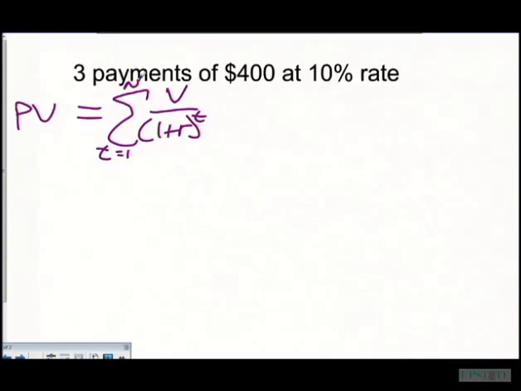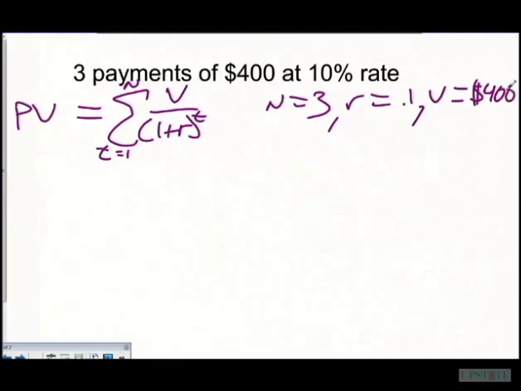Now here, what is n? n is equal to 3. That's the number of payments that we're going to receive. So we have n is equal to 3, r is equal to 0.1, because our discount rate here is a 10% rate. And then our v is going to be $400. So what we're seeing here is that we have $400 payments received in year 1, year 2, and year 3, and we are discounting that back at 10%.